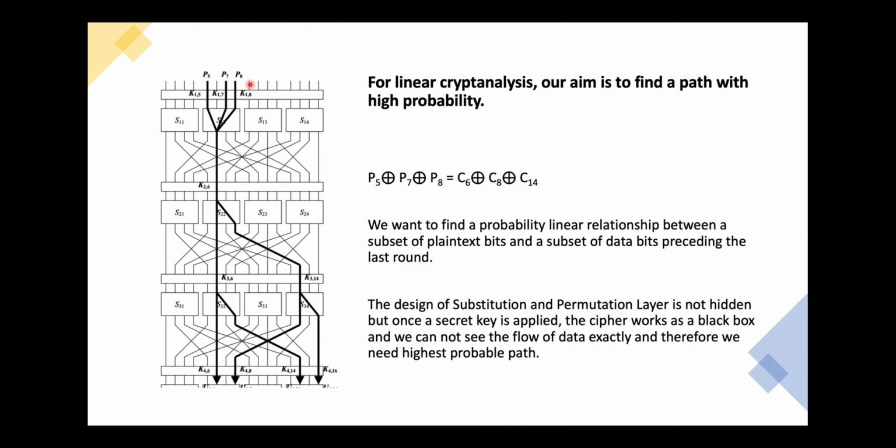Here, once we apply a secret key, the cipher works like a black box, and therefore we can only try to find the most probable path based on the design of the cipher. So whatever you can see here, the path is not the actual path, but this is the most probable path. For linear cryptanalysis, our goal is to find a path with higher probability that can be used as a distinguisher to make an attack. Therefore, we try to find a probable linear relationship between a subset of plain text bits and a subset of data bits in the last round.